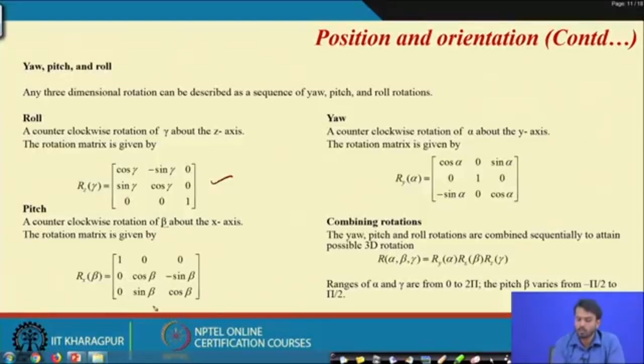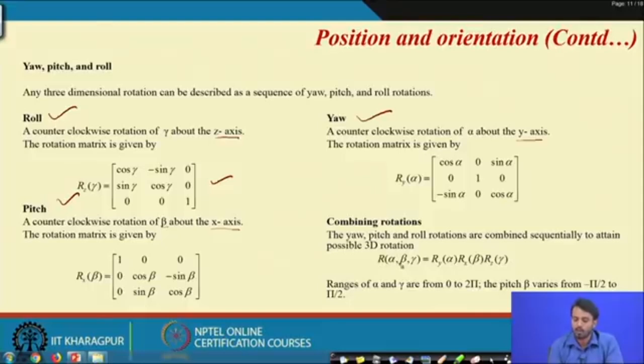And similarly, for the yaw motion, a counterclockwise rotation of angle alpha about the y axis is considered. So, the rotation matrix is given by cos alpha, 0, sin alpha; 0, 1, 0; and minus sin alpha, 0 and cos alpha. So, in the three different kinds of rotation, that means roll, pitch and yaw, you have to consider the z axis in roll, the x axis in the pitch motion and the y axis in the yaw motion. If you are combining the rotations, then yaw, pitch and roll rotations are combined sequentially to attain a possible 3D rotation.